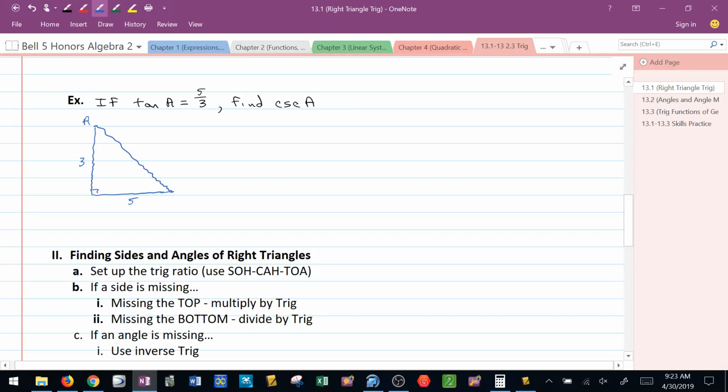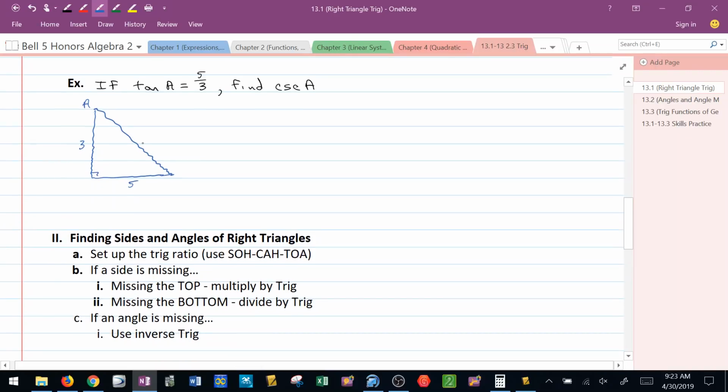I now know 2 of the 3 sides in a right triangle. I can find the third side by using the Pythagorean theorem. So in this case, my hypotenuse is going to be the square root of 3 squared plus 5 squared, which would be the square root of 34. All right? Now I'm ready to find the cosecant. I know that the cosecant is the reciprocal of sine.